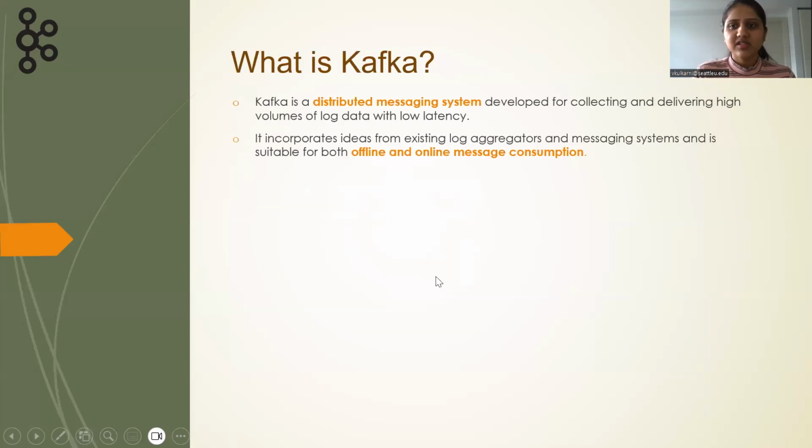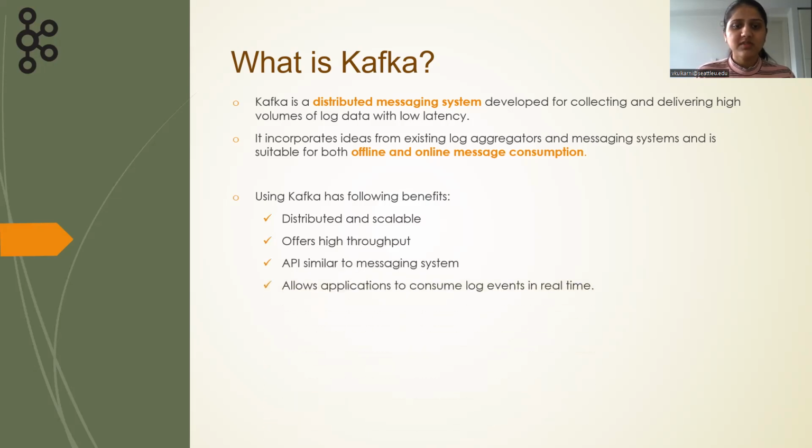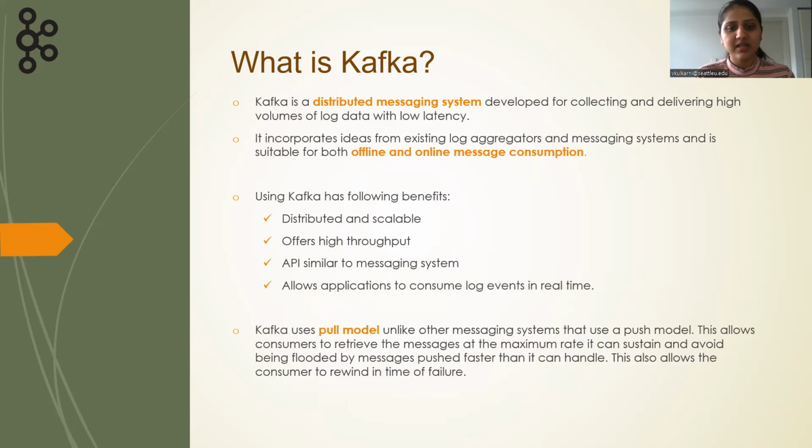So, what is Kafka? Kafka is a distributed messaging system which is developed to deliver high volumes of log data with low latency, and it shares ideas with the existing messaging systems, but it also offers offline as well as online message consumption. It has the following benefits. It is distributed and scalable, it offers high throughput, and it provides an API similar to messaging systems and allows applications to consume log data in real time.